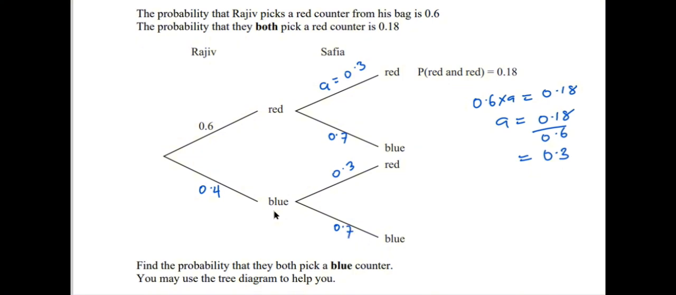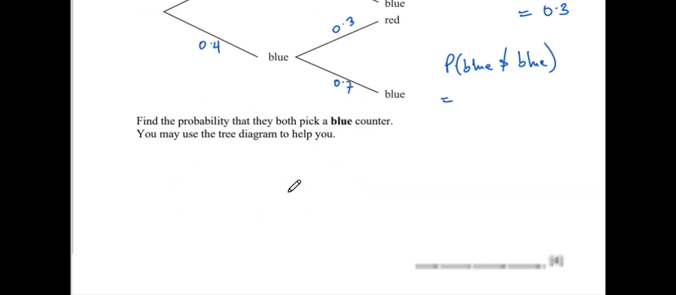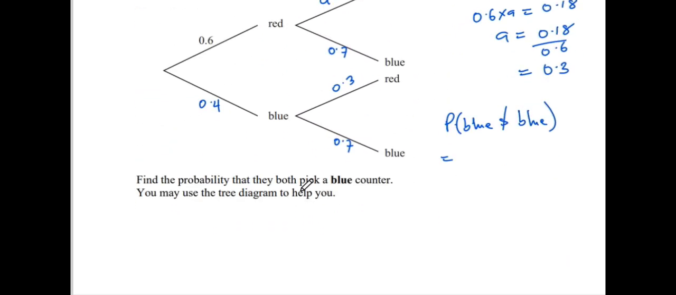So the next question they now ask us is to find the probability that both pick blue. So for them to both pick blue, the probability of blue and blue will give us 0.4 times 0.7. So 0.4 times 0.7, that will give us 0.28. So that's our answer. So you come here and write your 0.28.